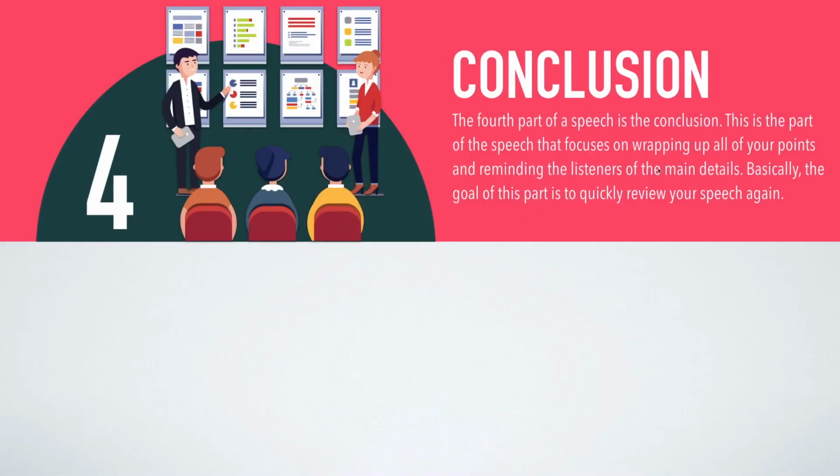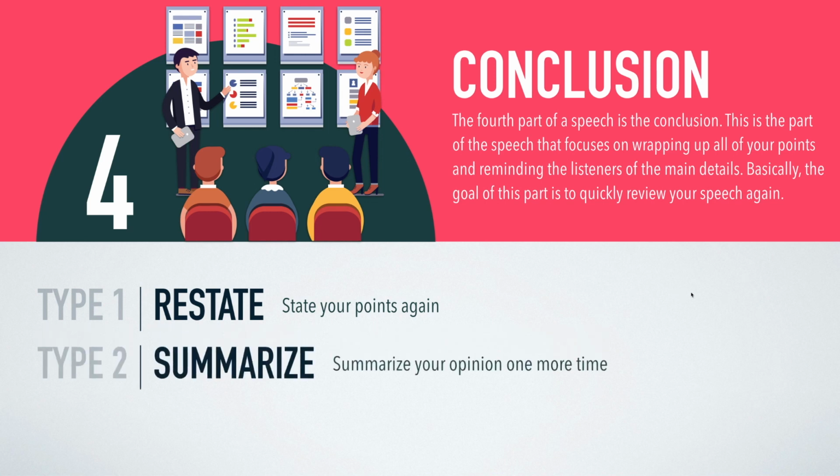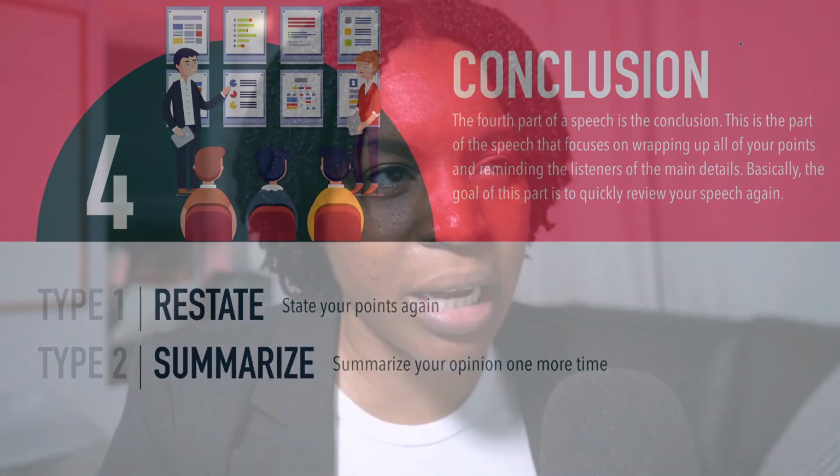So here we go. There are 3 types of conclusions. Now, the first type is restate. Simply state your points again. The second type is summarize. Summarize your opinion one more time. For example, in the beginning, I said that I believe ... That again is my belief, and hopefully my speech today helped you understand what I mean. So again, you see, I'm just summarizing by stating my opinion one more time.